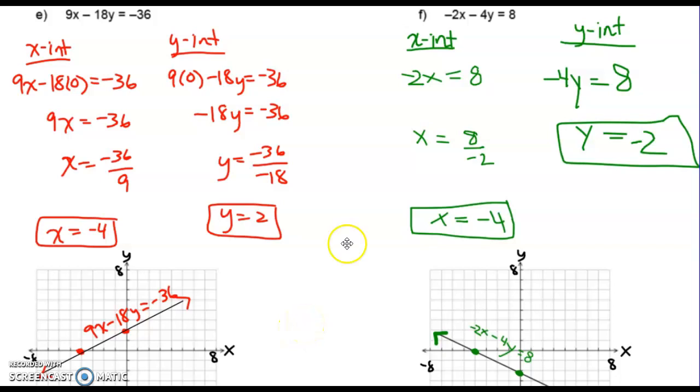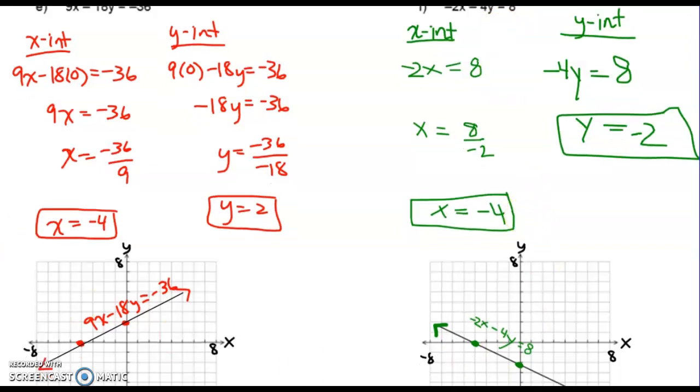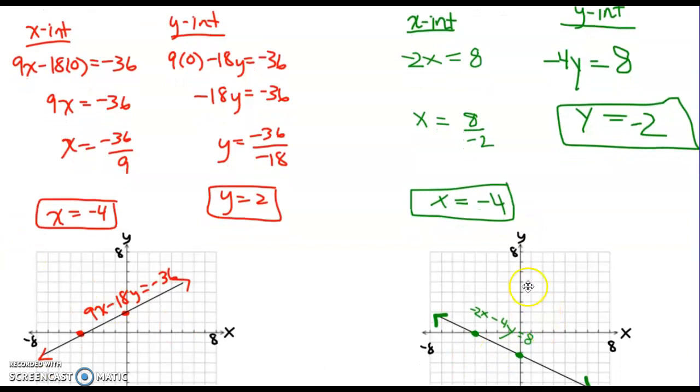Example F. Negative 2x minus 4y equals 8. So again, to solve for the x-intercept, plugging in 0 for y, which means I'm left with negative 2x equals 8. Divide both sides by negative 2, x equals negative 4. Move this down a bit. On my x-axis, move back to negative 4, and there we have my x-intercept.